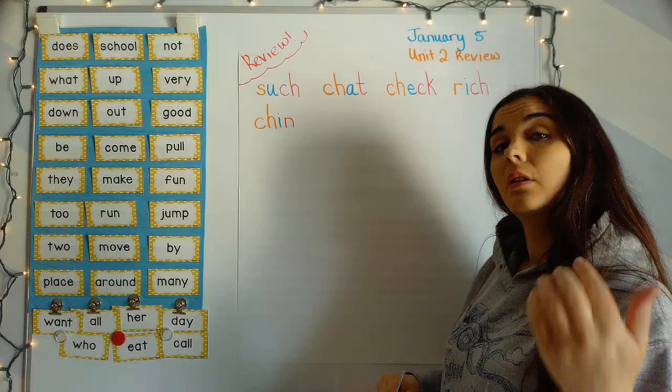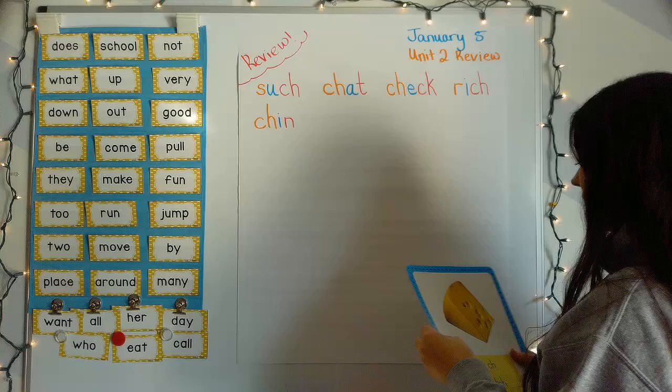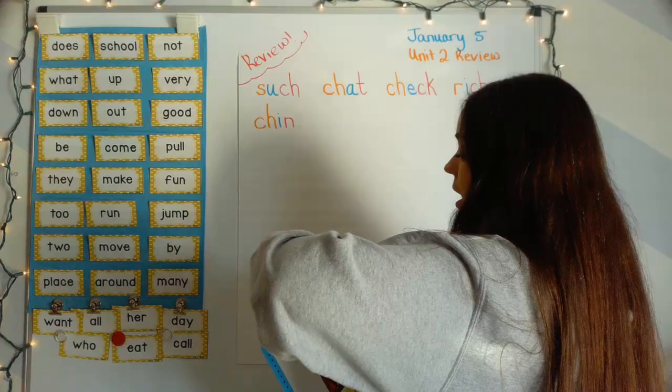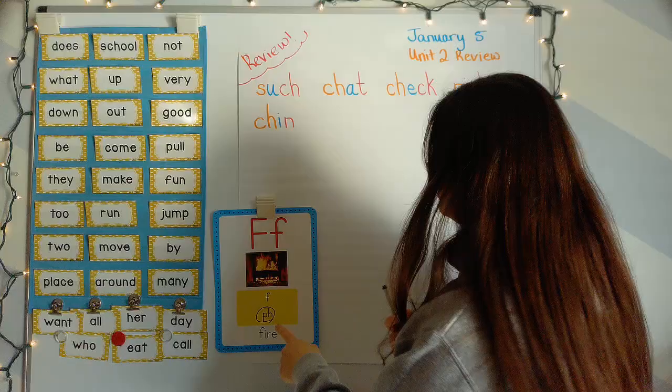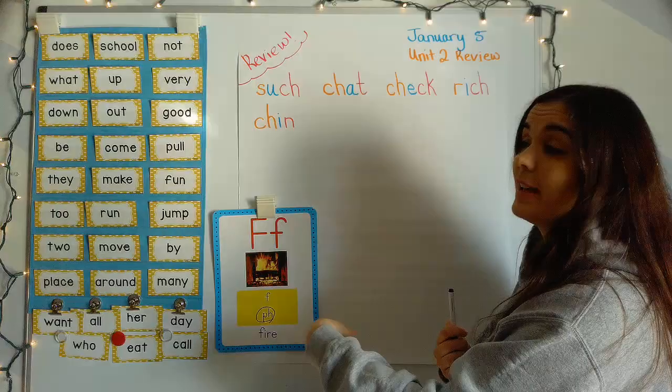Gr, a, f, graph. Now this is the PH. So PH will make the F sound. We know that when we see PH, P says p and H says h, but not when they're together. When they're together, they don't say p and h. They get rid of those sounds and now they say f.